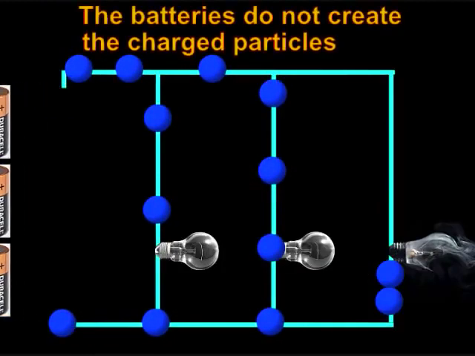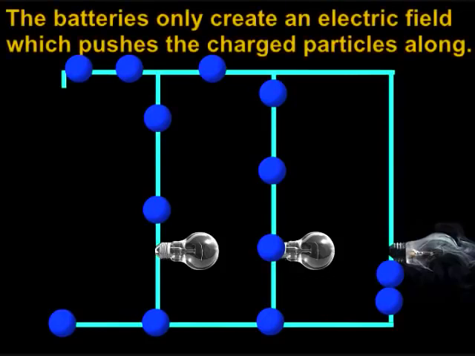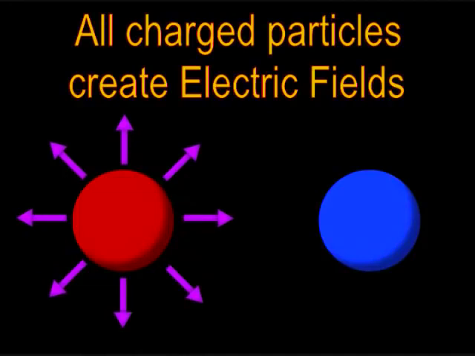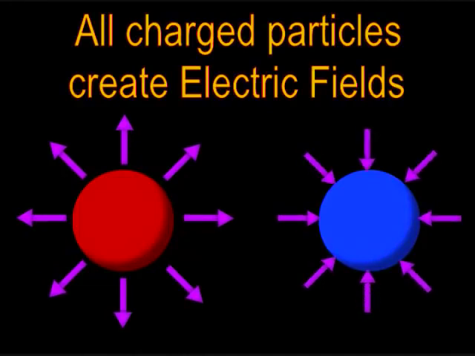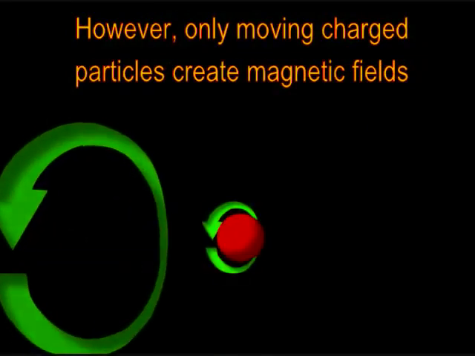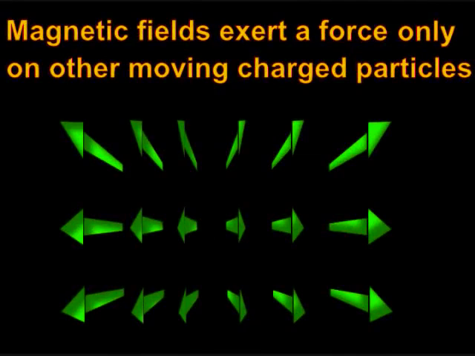The batteries do not create the charged particles. The batteries only create an electric field which pushes the charged particles along. All charged particles create electric fields. However, only moving charged particles create magnetic fields. Magnetic fields exert a force only on other moving charged particles.